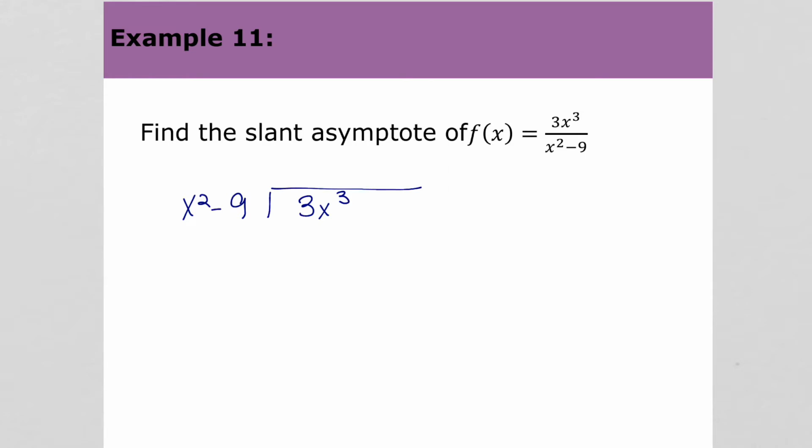So we've already looked at some examples of long division, but let's go through this. X squared goes into 3x cubed 3x times. Remember, if you're not sure about that, you can always go out to the side and do 3x cubed divided by x squared like this, and see that two of the x's cancel out, so you're left with 3x. Then multiply back through. So 3x times x squared should give us 3x cubed. 3x times negative 9 gives us negative 27x.